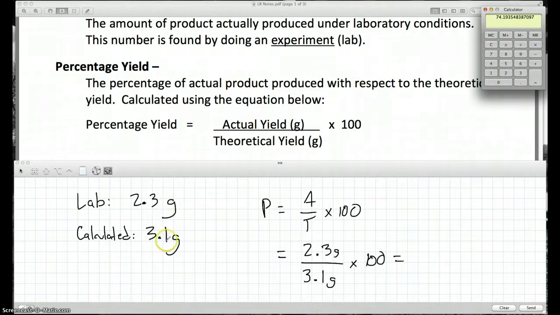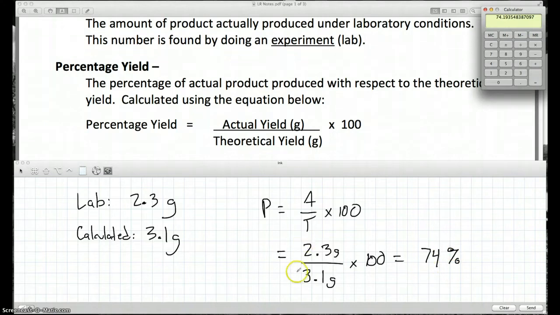Sig figs: both these numbers have 2 sig figs, so my answer should have 2 sig figs, so 74. And then I treat the percent sign as a unit. Just like if you leave a unit off your answer on a test, if you leave the percent sign off on the test, I will take a point off for that.